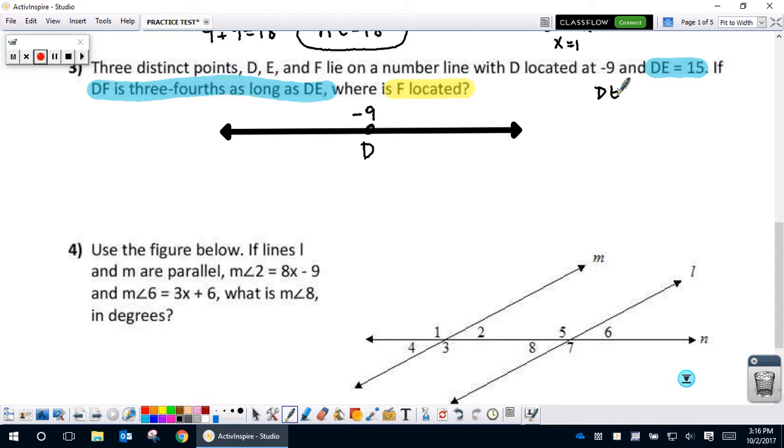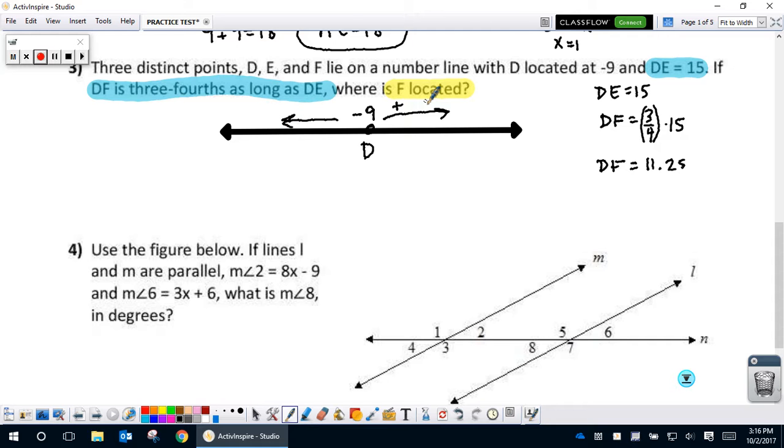So if DE is 15, DF is 3/4 of 15, so that's the ratio distance. So then the distance between D and F is 11 and 25/100. So notice that's a distance, and our question wants a location. So then it doesn't say where F has to be. It doesn't say it has to be between anything. So we could be to the right or to the left.